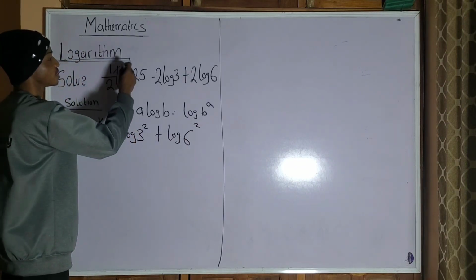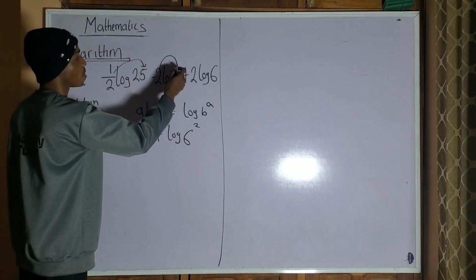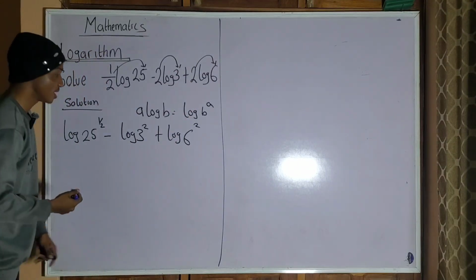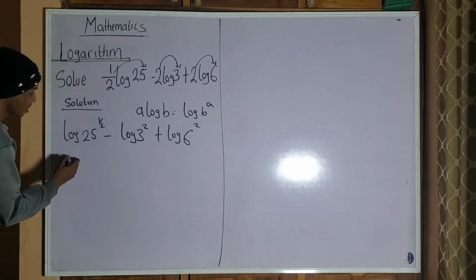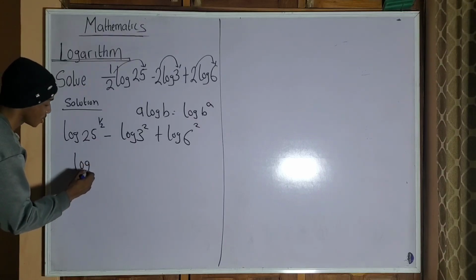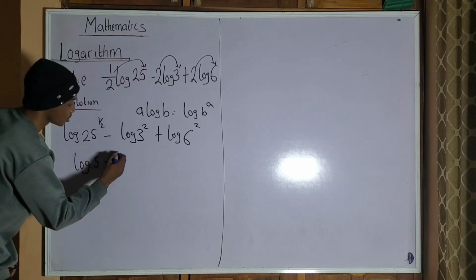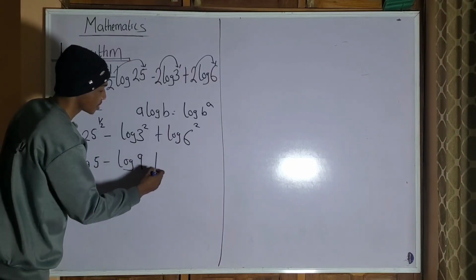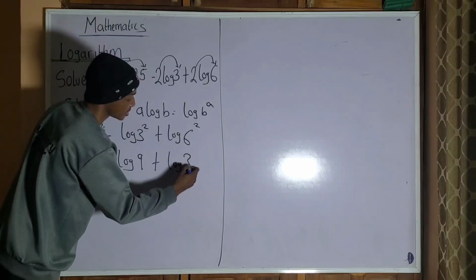That is, all this comes upon this. These two come upon this 3, and these two come upon this 6. Are you getting it? Okay. Here, I'm going to have, now the square root of 25 is what? 5, right? So I'm going to have log 5 minus log, now 3 raised to the power of 2 is 9, log 9 plus log 36.